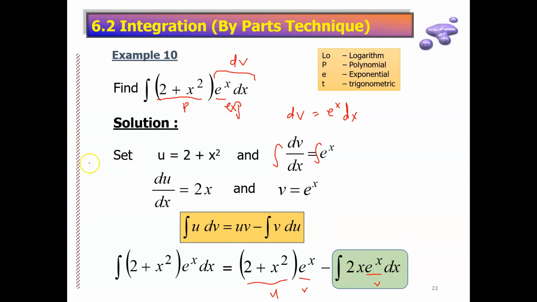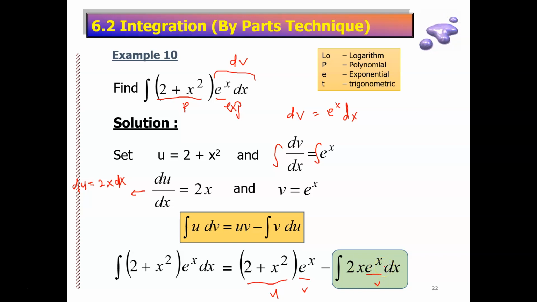2x dx is du. It will become like this. Du is 2x dx. So we get this. Substitute it in. Du is 2x dx. Okay, now can we solve this one? Again, no, right? Because you have two terms or two functions, x and exponent x.